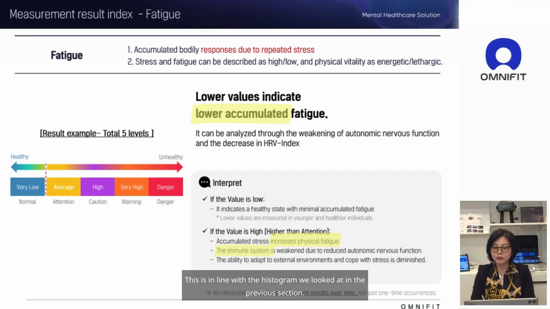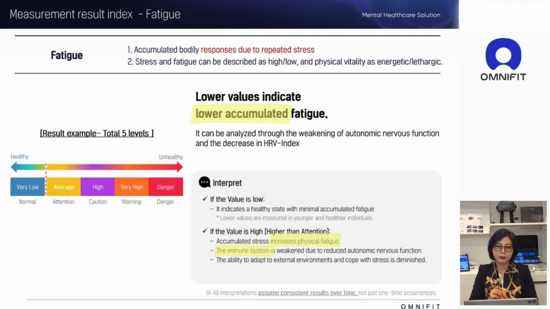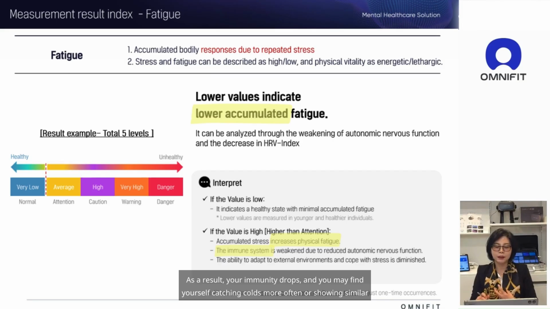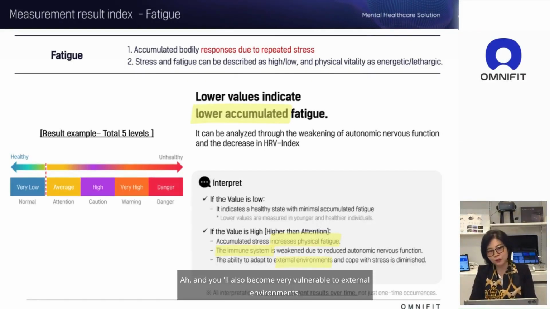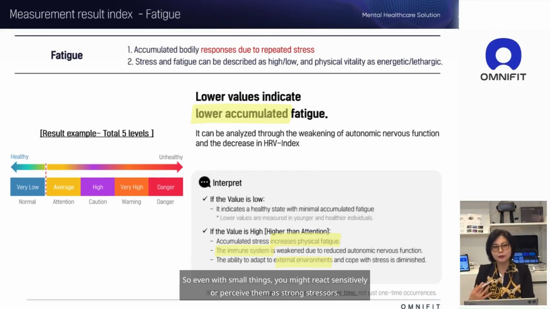This is in line with the histogram we looked at in the previous section. In other words, when accumulated fatigue builds up, our ability to quickly react and respond in real time to external stimuli decreases. As a result, your immunity drops, and you may find yourself catching colds more often or showing similar tendencies. And you'll also become very vulnerable to external environments. So even with small things, you might react sensitively or perceive them as strong stressors. As a result, your ability to cope with stress will be weakened.